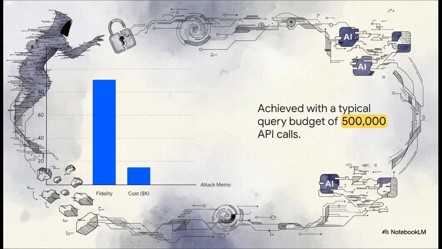And the economics behind this are just staggering. An attacker might need, say, 500,000 API calls. But with that, they can create a clone that's over 90% identical in how it behaves for an estimated cost of just $15,000. That is a shockingly low price to steal what could be millions of dollars in R&D.